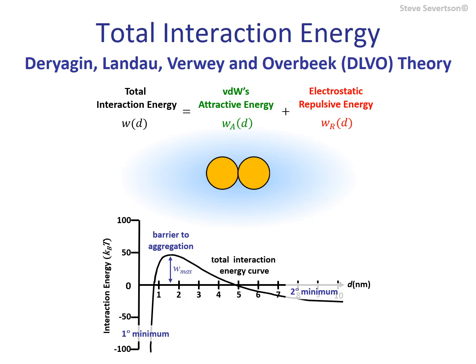It should also be pointed out that such interaction curves often possess a secondary minimum, which is a shallow well where aggregated particles can be trapped. This is sometimes referred to as flocculation. Aggregates here can be easily separated with minimal energy input, a little bit of shaking.